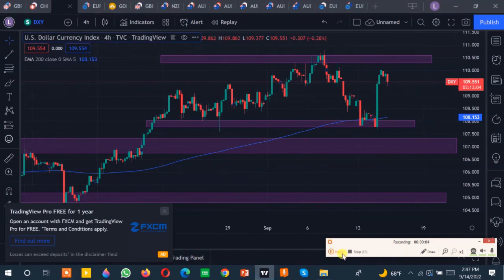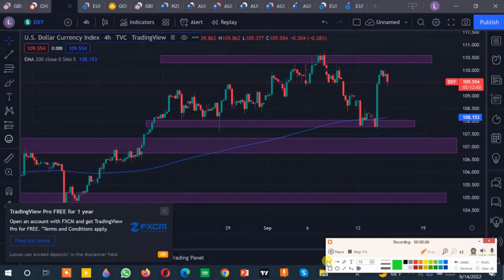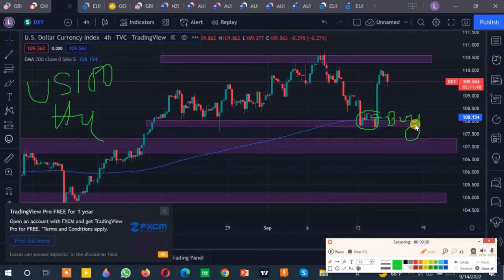This is the USD index or US100 on the H4. Yesterday we told you to make a buy position from here. Now we are getting some profit. Now we close all of our profit. Now we are waiting for buy again, because this is an uptrend market.